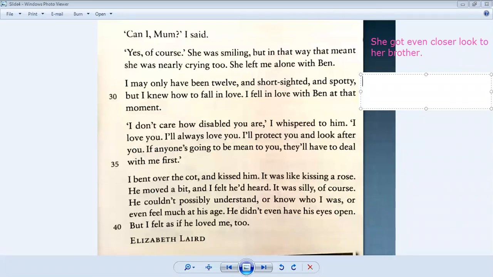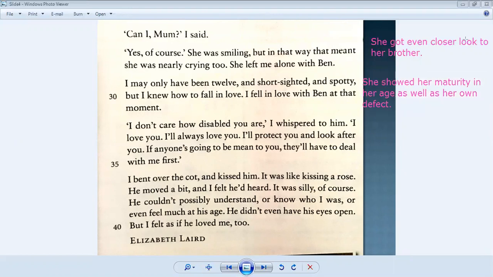Here, she showed her maturity for her age, as well as her own, I would not say disability, that's her own defect. Okay, so let's have a look. How is that? Here, she got a closer look because she tried to approach more clearly. She was nearly crying too. And in this whole paragraph, she approached her brother.